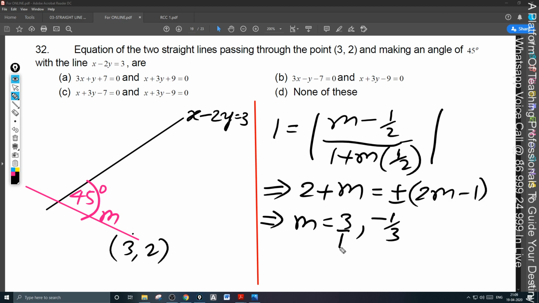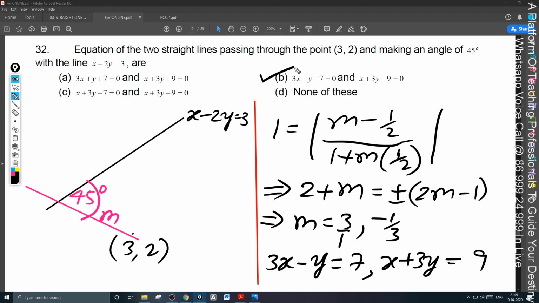And if you want the line equation, it is 3x minus y is equal to, substitute the point, 3 into 3, 9 minus 2, 7. And it is x plus 3y is equal to, substitute the point, 3 plus 6, 9. So the answer is B. Through verification, you can do that comfortably if a double answer is not existing. If you check, there is no double answer, only one answer is there. But of course, none of these is also there.